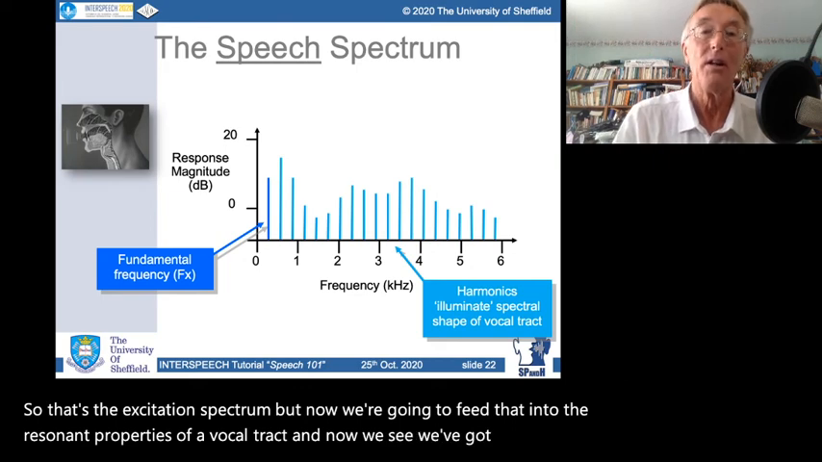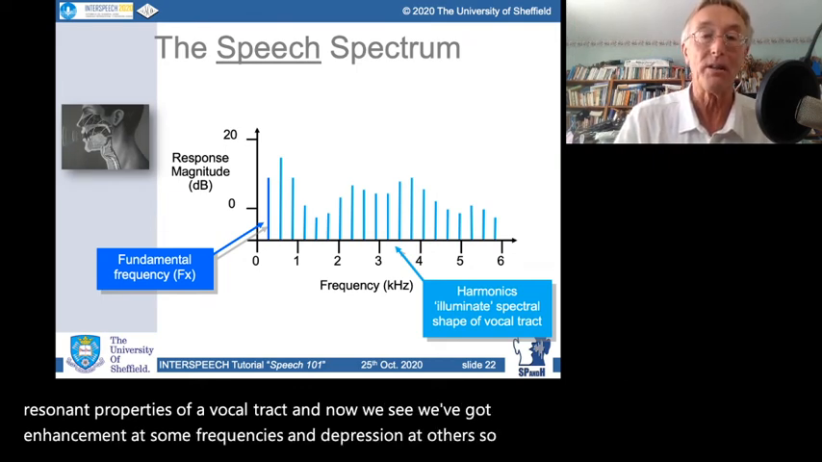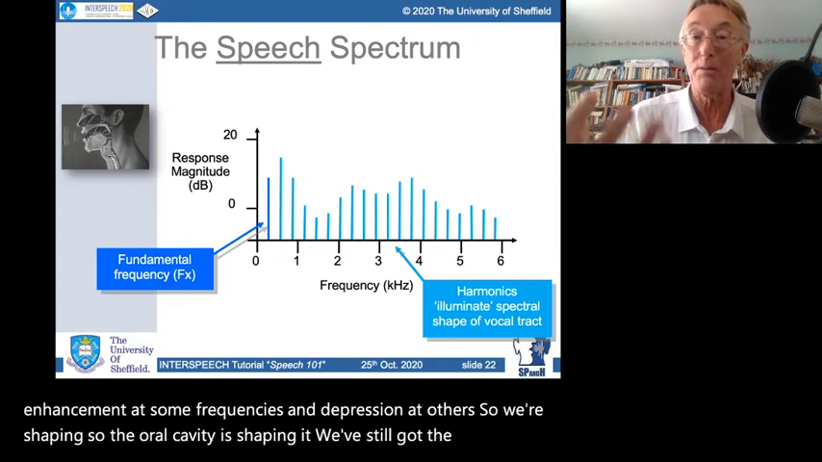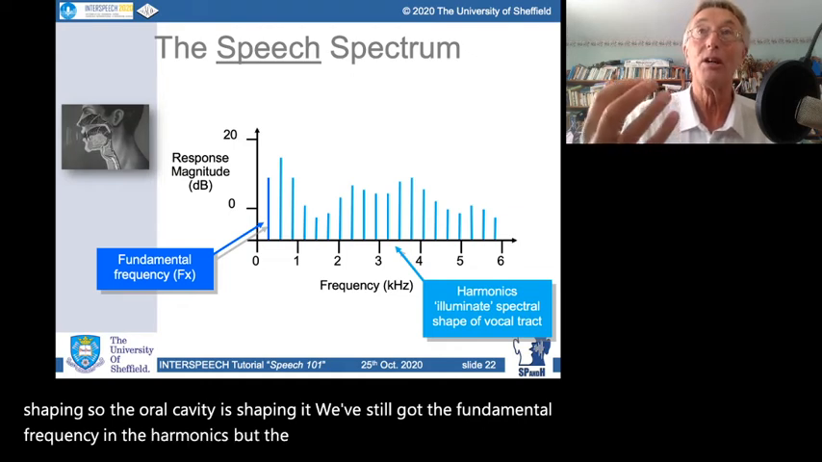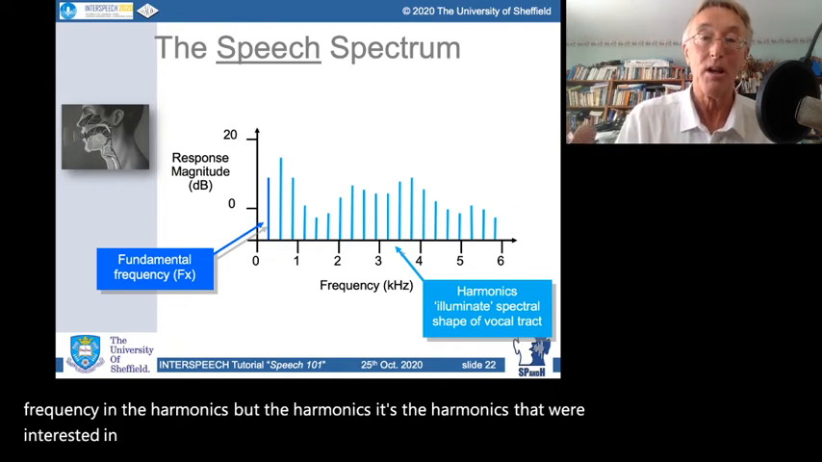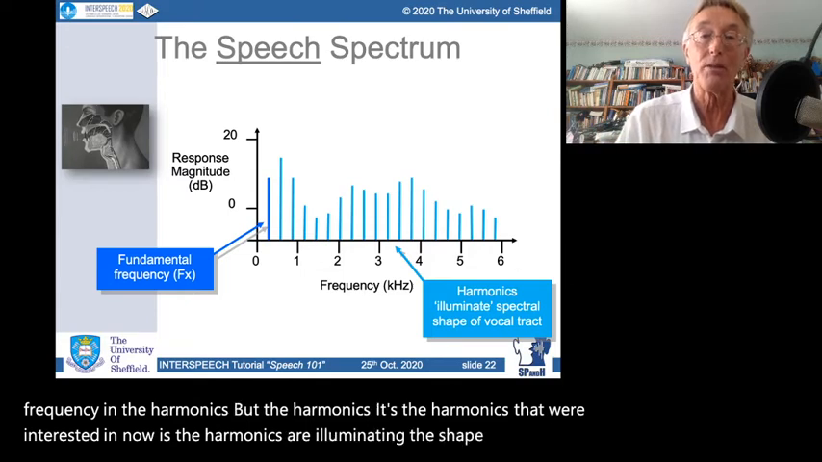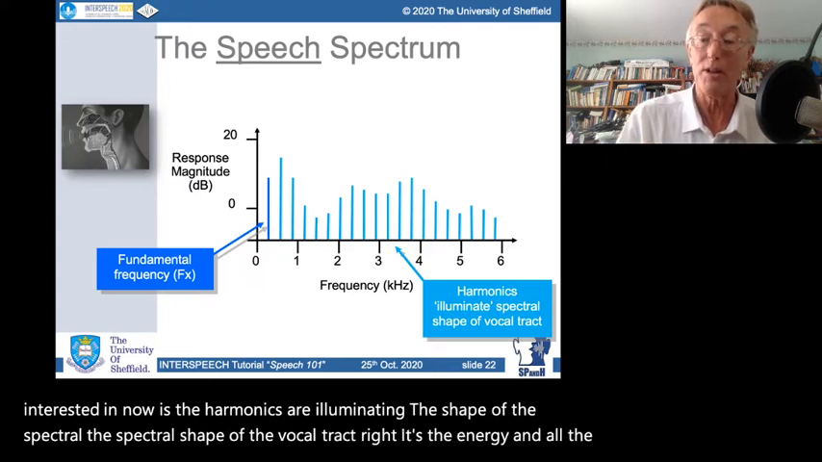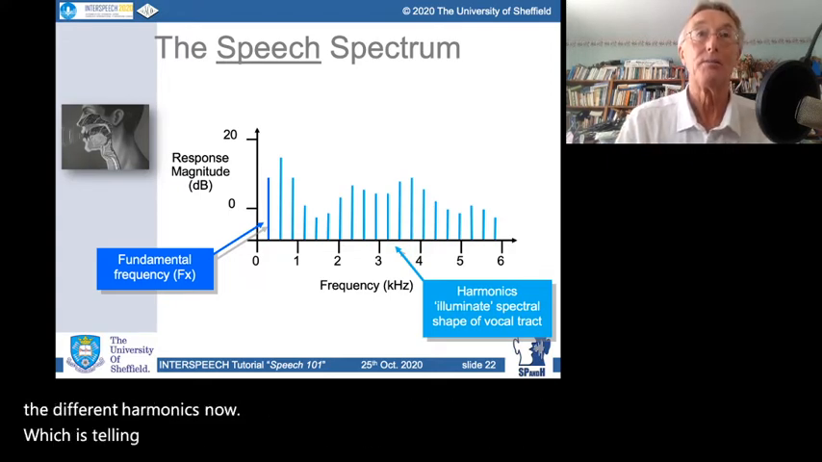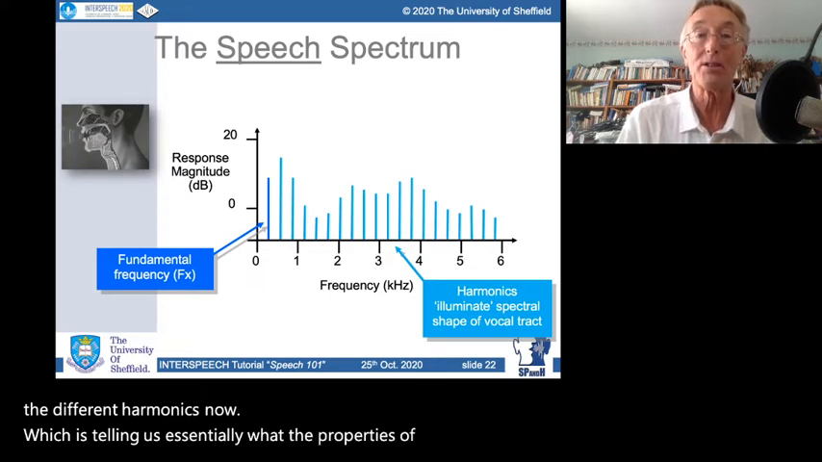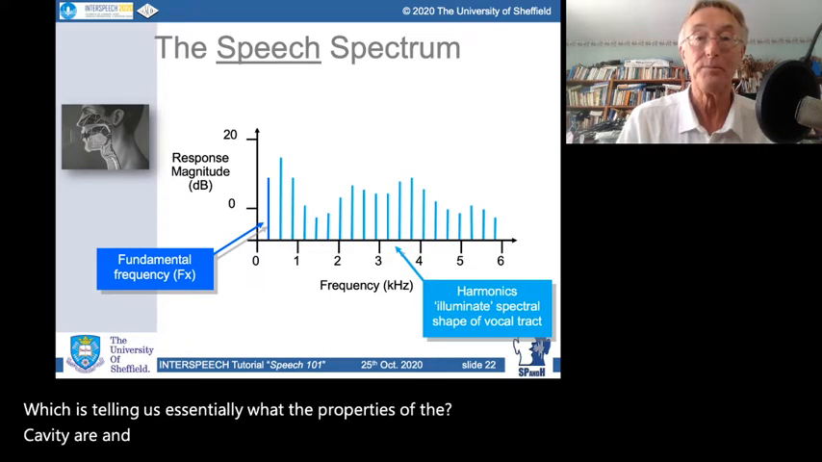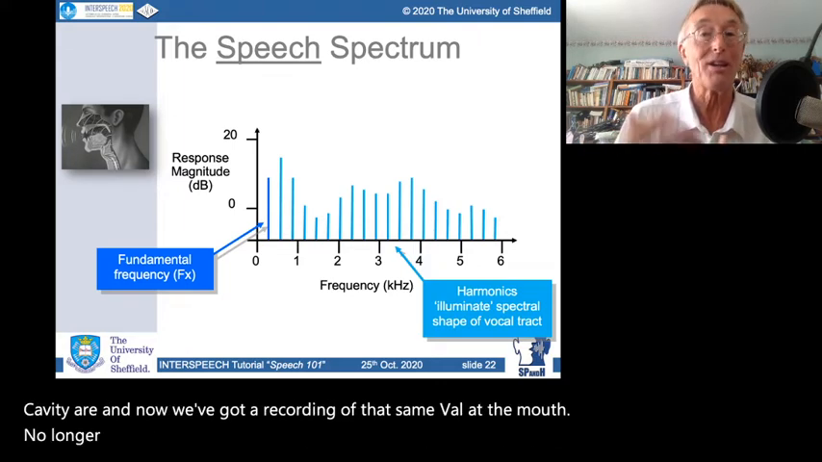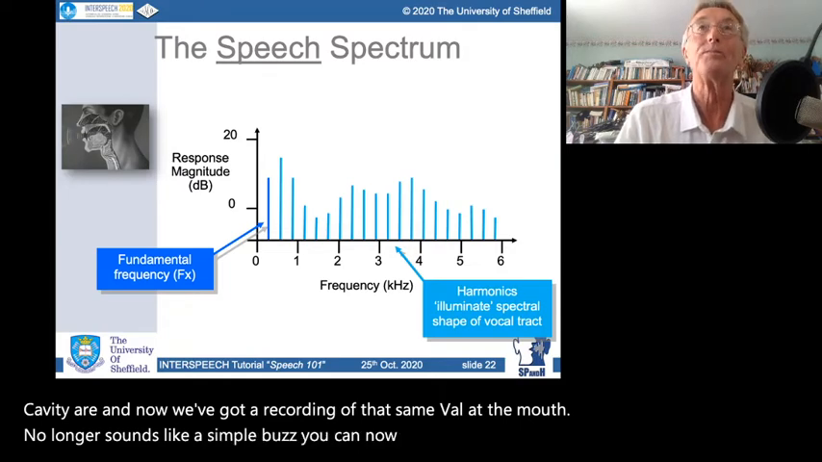So the oral cavity is shaping it. We've still got the fundamental frequency and the harmonics, but it's the harmonics that we're interested in now. The harmonics are illuminating the spectral shape of the vocal tract, right? It's the energy at all the different harmonics now which is telling us essentially what the properties of the cavity are. And now we've got a recording of that same vowel at the mouth. No longer sounds like a simple buzz. You can now hear the shaping, and it sounds like a vowel, of course, not surprisingly.